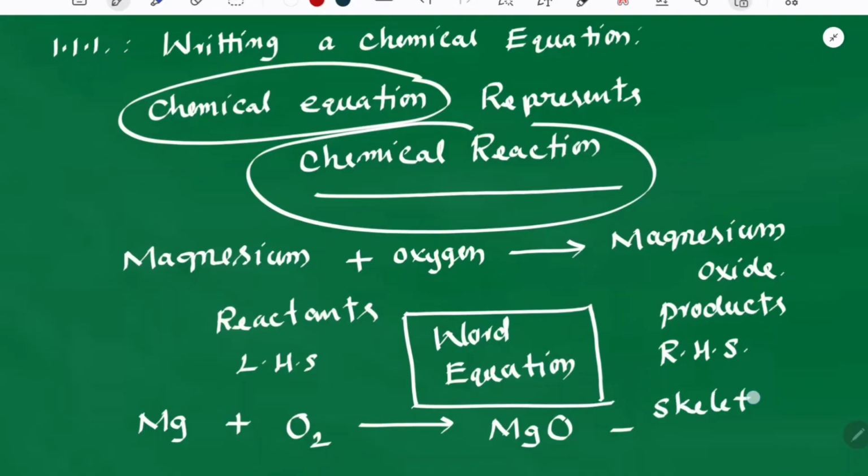This equation is called a skeleton equation or unbalanced equation. What do we call this equation? Skeleton equation or unbalanced equation. So like that we can write the chemical equation.